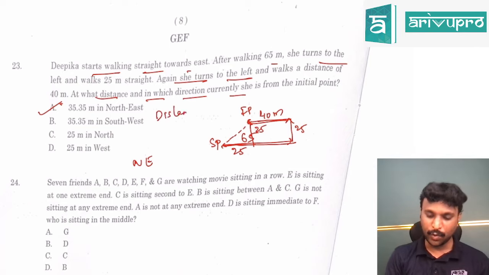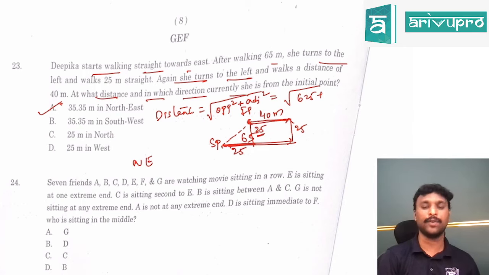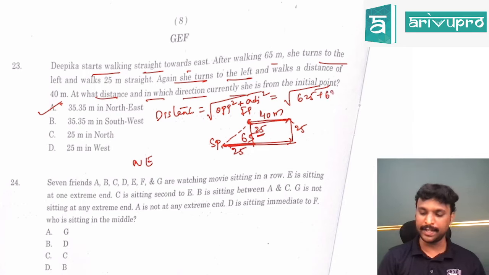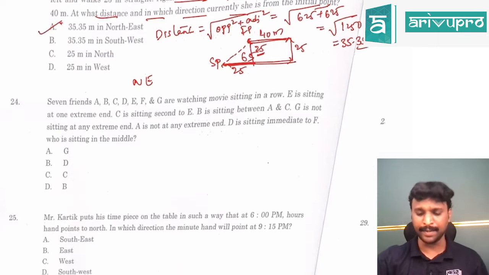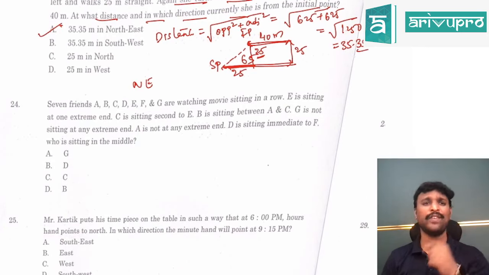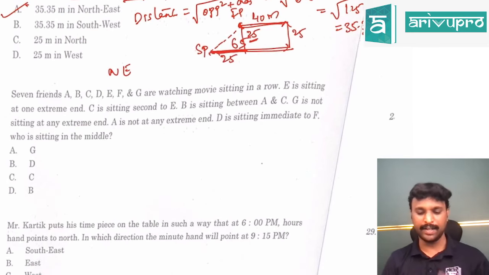So how do you find the distance, guys? Distance is square root of opposite square plus adjacent square. Correct? So what is the opposite side? 25. So 25 square is 625, and adjacent of this right angle triangle is also 25. 25 square is 625. So it is root 1250, and the result is 35.35. So option A is the answer, but you need not find the distance. There's only one option where there is a northeast, so that is the right answer. All right, guys, look at the next question.